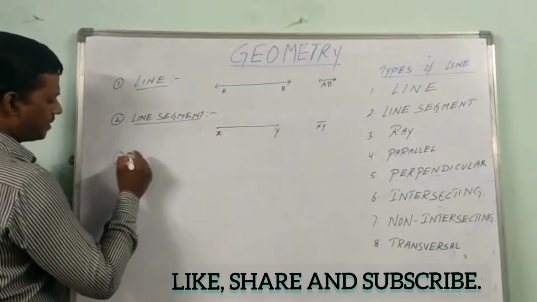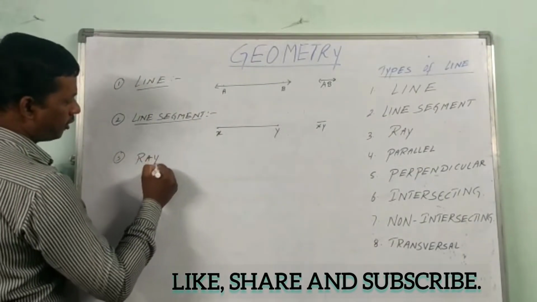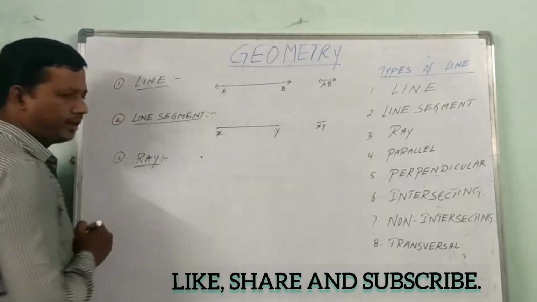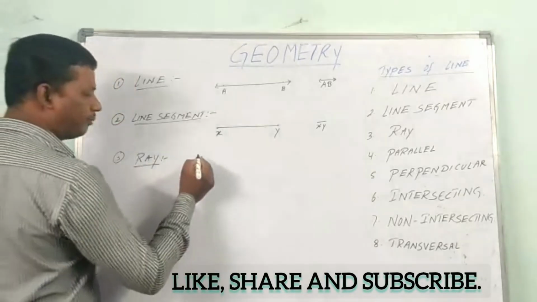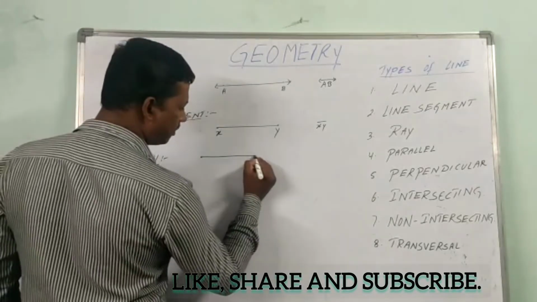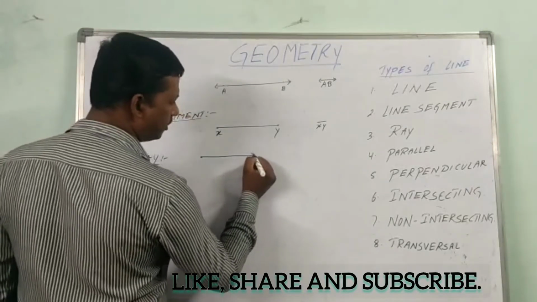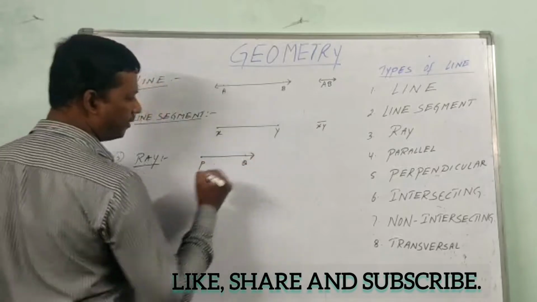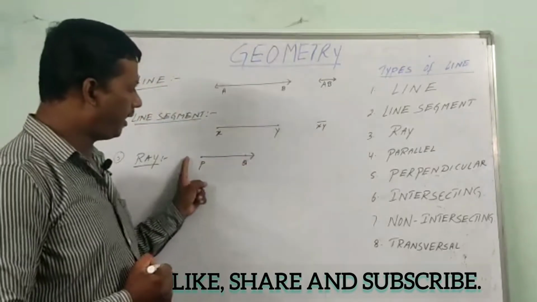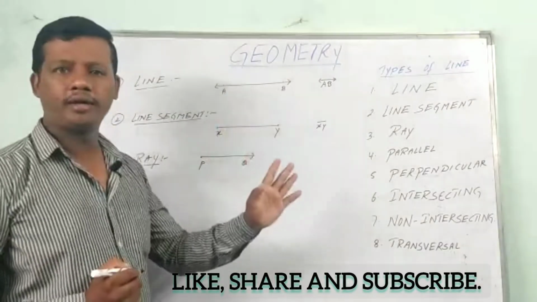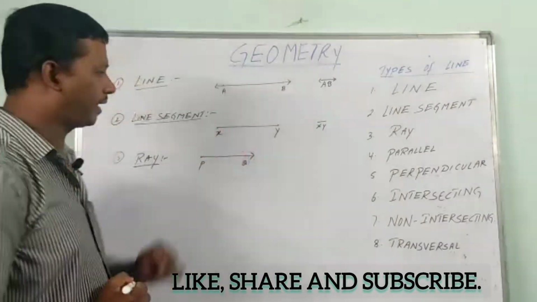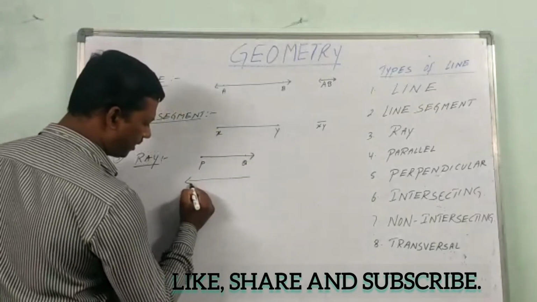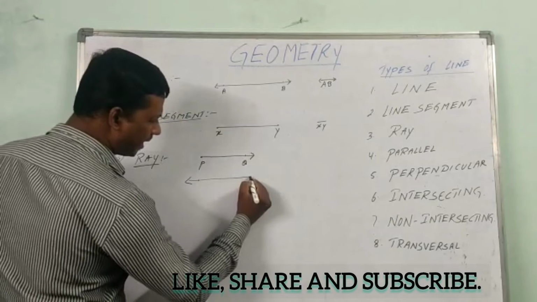Now the third one is ray. What is a ray? A ray has only one starting point, and it moves only in a single direction, and it does not have any ending point. It is a starting point and there is no end point. It moves only in one direction, either in this way or in this way. It can go in any direction.